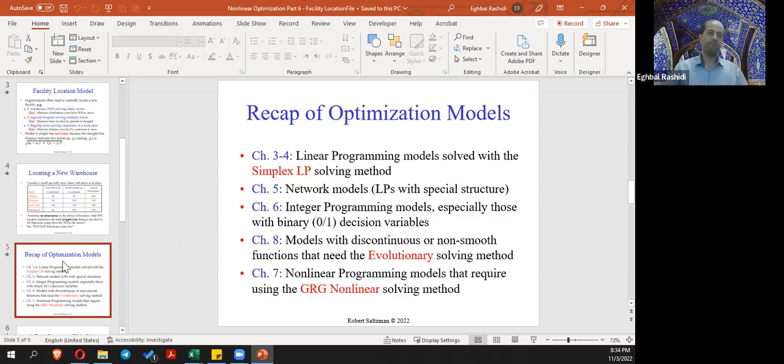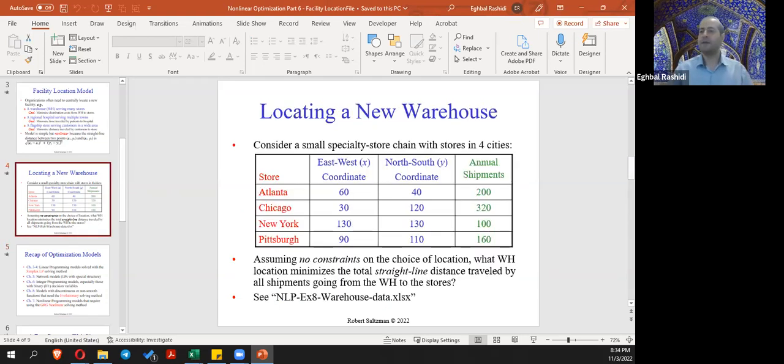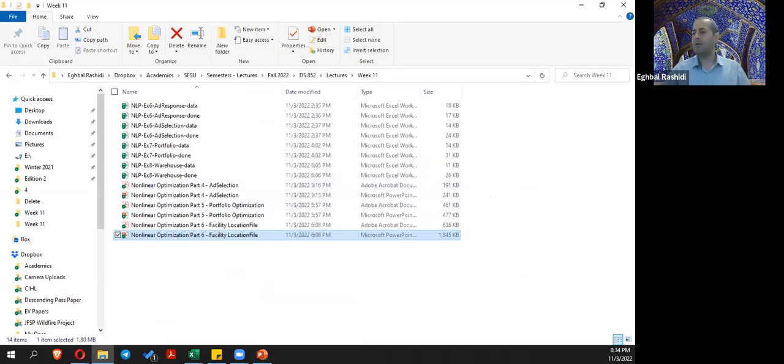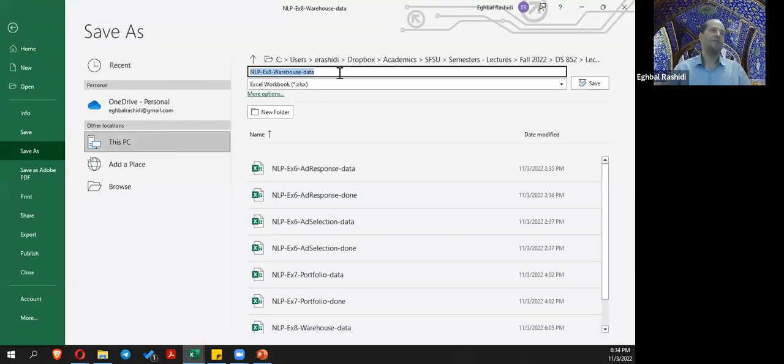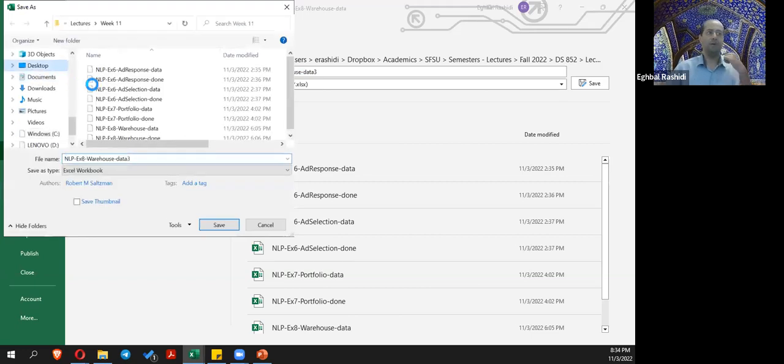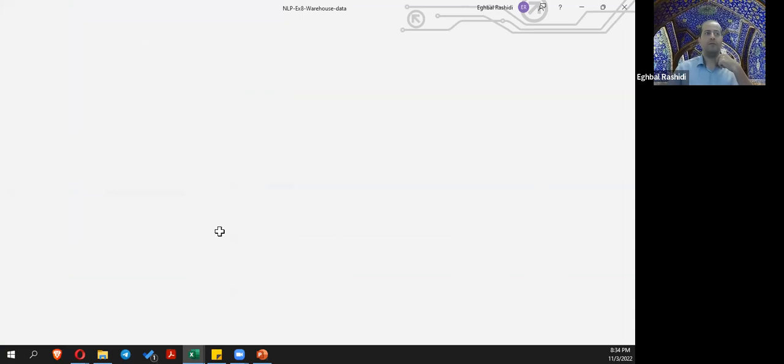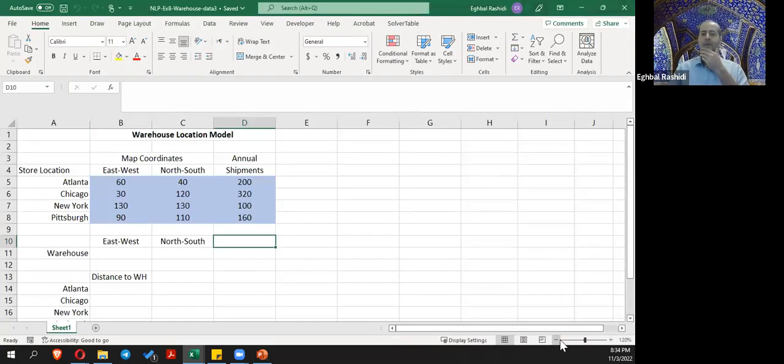So we're going to model this problem in Excel. I already have this problem on iLearn. You can download it. This is the data file. I'm going to save it under another name so I won't mess up the original file. All right, does everyone follow?